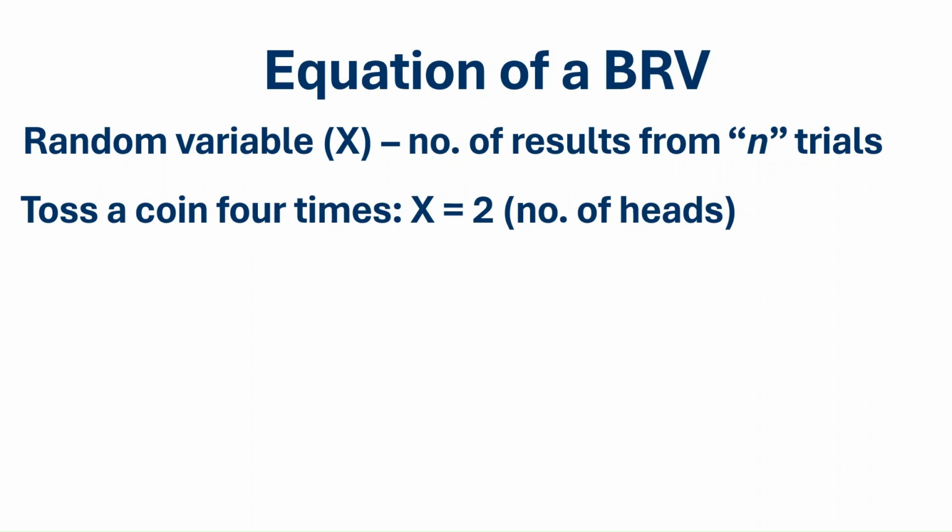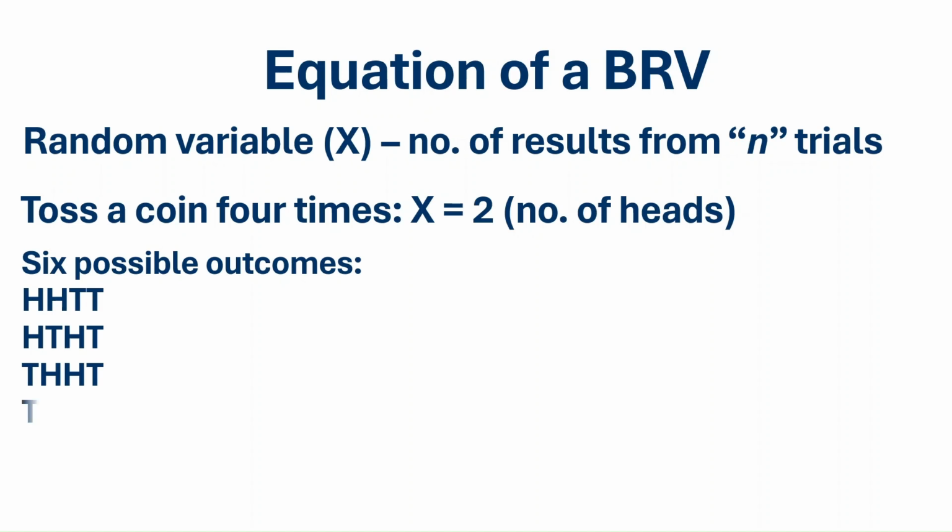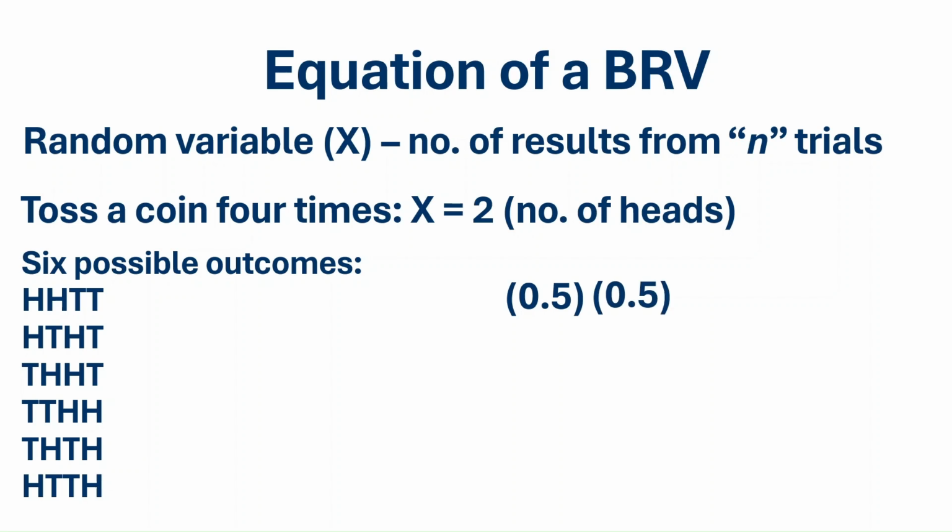So if you have 4 trials with x equal to 2, in total, you have 6 outcomes, which are different combinations of getting 2 heads and 2 tails. Since we are assuming each trial is independent, the probability of getting a head the first time is 0.5. Then the probability of getting a head the second time is 0.5 as well. However, we want 2 heads from this set of 4. So the third toss of the coin is the probability of getting a tail, which is 1 minus 0.5. And then the final toss is also getting a tail, which is probability 1 minus 0.5.